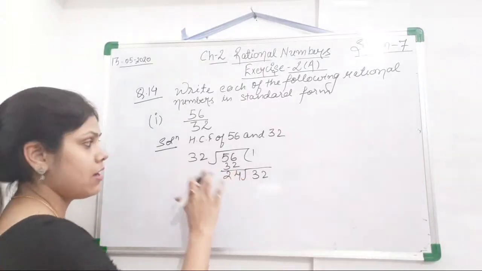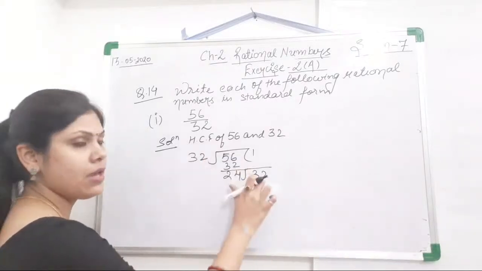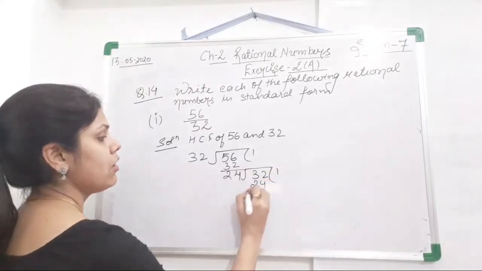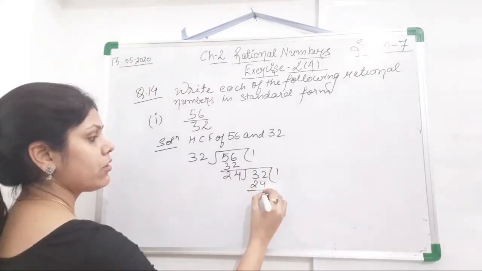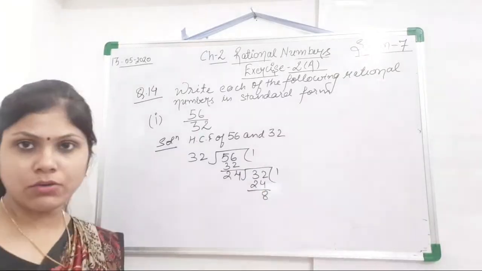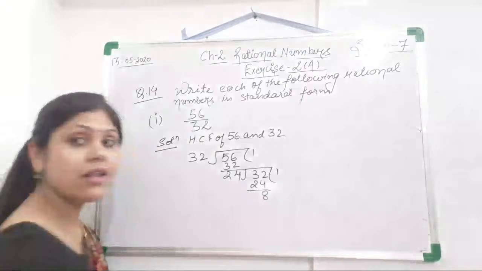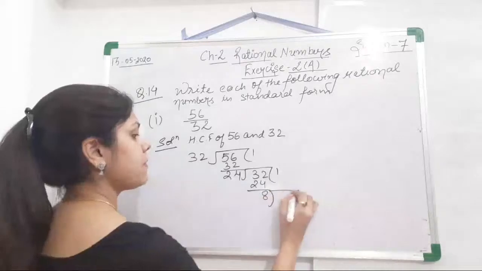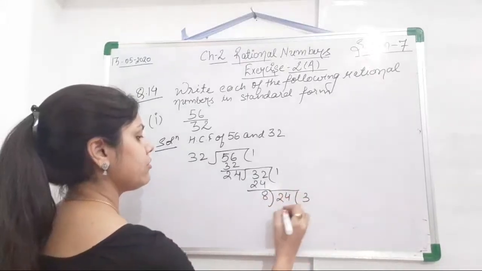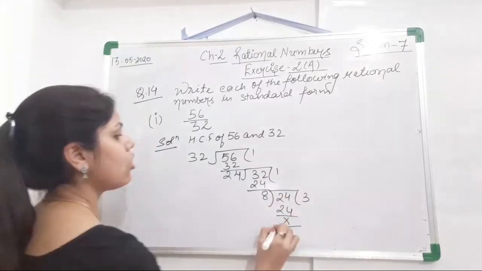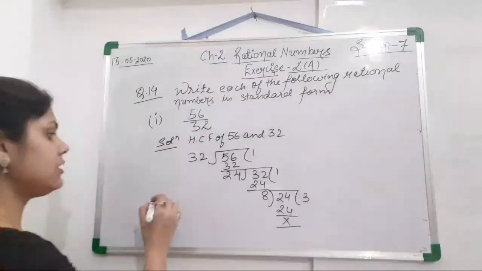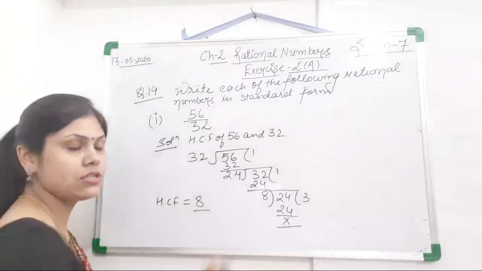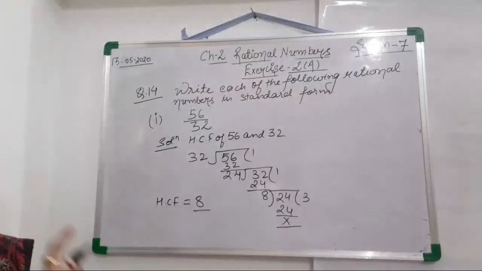That means you will keep this here. Now this will become a dividend, and 24 ones are 24. What will come? 32 minus 24, here 8. Okay, 8. Now still you are getting a remainder. That means again this divisor will become the dividend. Now 8 3s are 24. Now you got remainder as 0. That means HCF will be equal to 8. Means the last divisor becomes the HCF, 8.